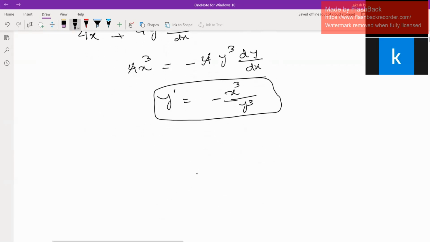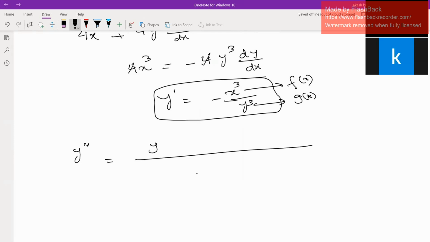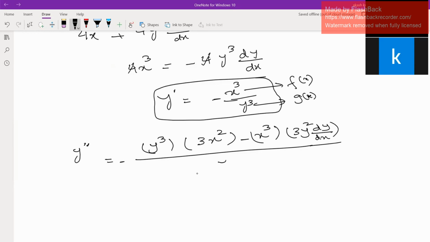For the second derivative, we have to double differentiate the function, so it becomes y double dash. Now the function is in quotient form, so we can apply the quotient rule. It's f of x and it's g of x. The formula is g of x as it is, taking the derivative of f of x, so it becomes 3x square, with the minus sign of the formula outside, and then x cube as it is, and taking the derivative of y cube, so it becomes 3y square dy by dx, divided by y cube whole square.